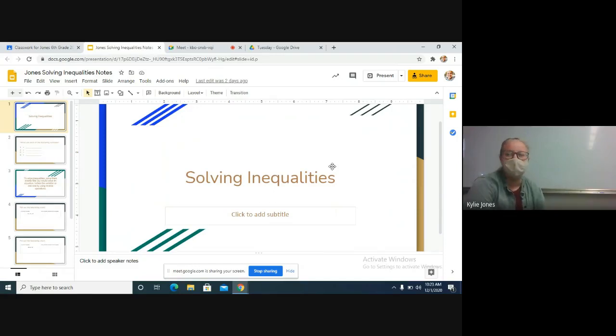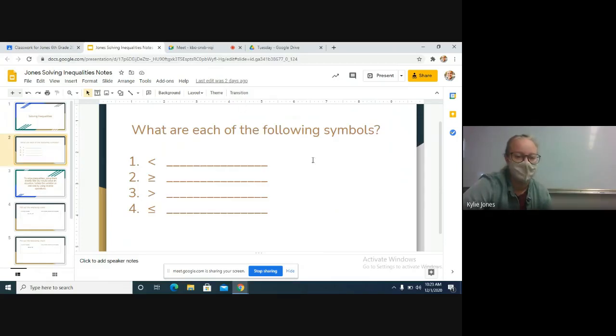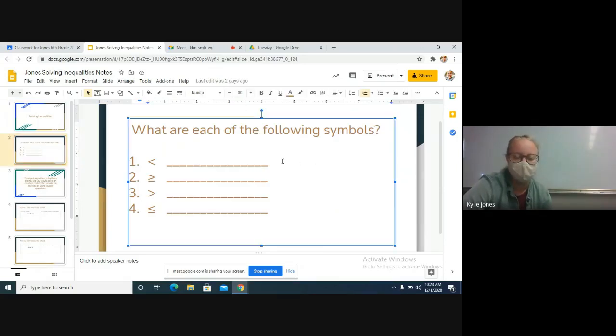Yesterday we talked about different types of inequalities. So on our first slide, we're going to identify what these inequalities are that we had talked about yesterday. So let's go to slide number 2 here. We have, what are each of the following symbols? And you can click on it to be able to type your answer in. If you'd like to, you can get rid of the dotted line there so you can type. And we need to decide what these inequalities are. I'm not going to say them because it'll just give it away immediately. So what is number 1? Alligator mouth. She said alligator mouth.